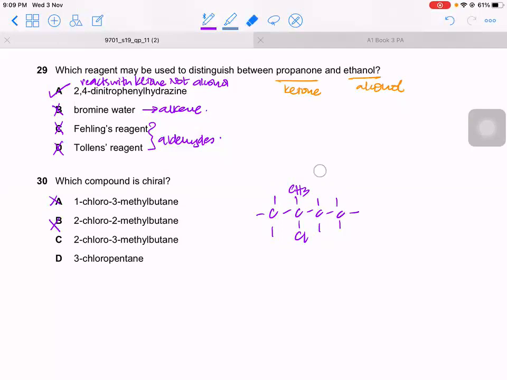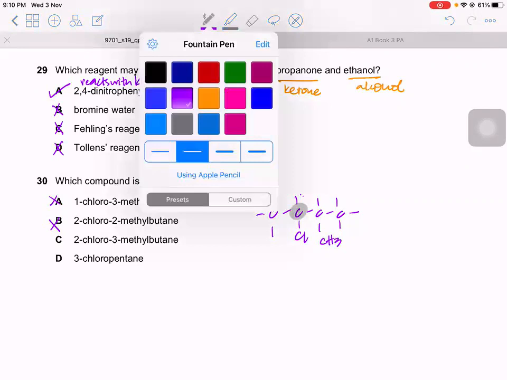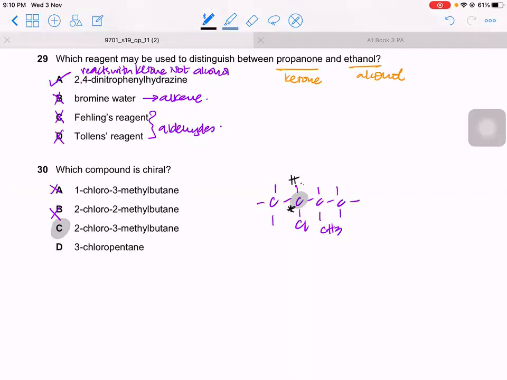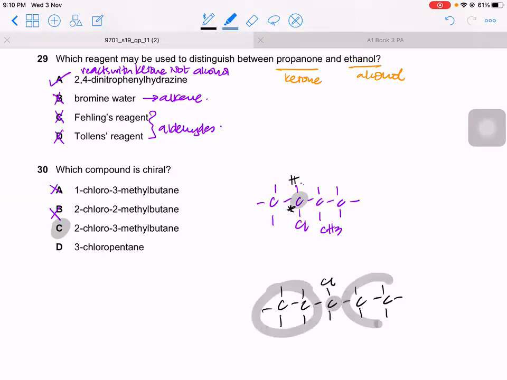2-chloro-3-methyl butane. Let's see. So you have 2-chloro-3-methyl butane. Can this be chiral? Yes, because it has a H, a Cl, a CH3, and all of this. They are all different. This is chiral. The answer, however, is C, because you have 1 chiral center. 3-chloropentane, you can check that. 3-chloropentane would be this. Can't be chiral. Why? Because on this carbon, you have 2 C2H5s. Answer is C.